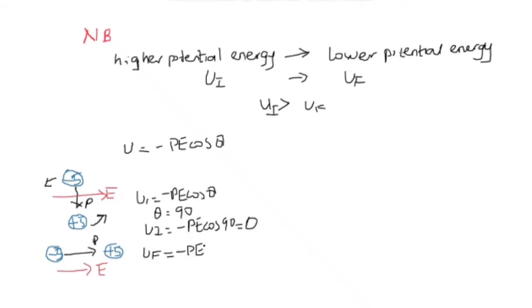And Uf is equal to minus Pe cos theta. Theta is equal to 0. So minus Pe cos 0 is equal to minus Pe. This has a lower potential energy than the initial value.